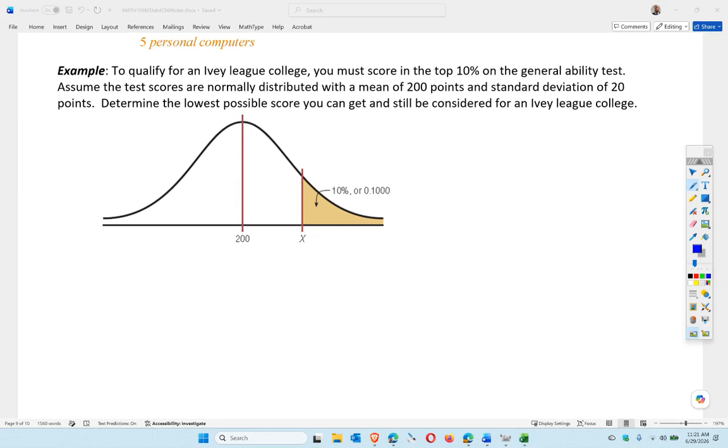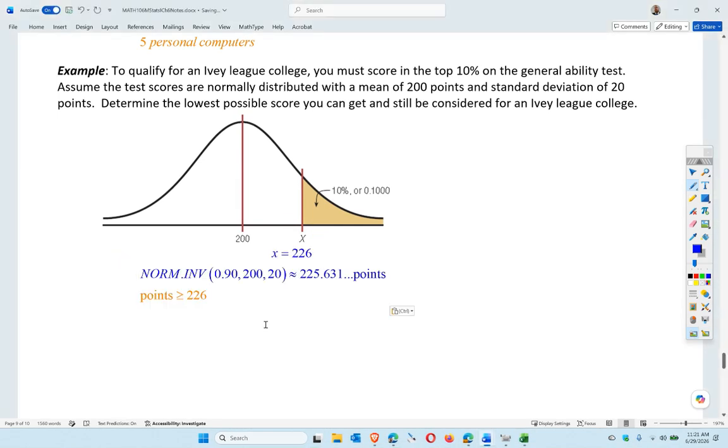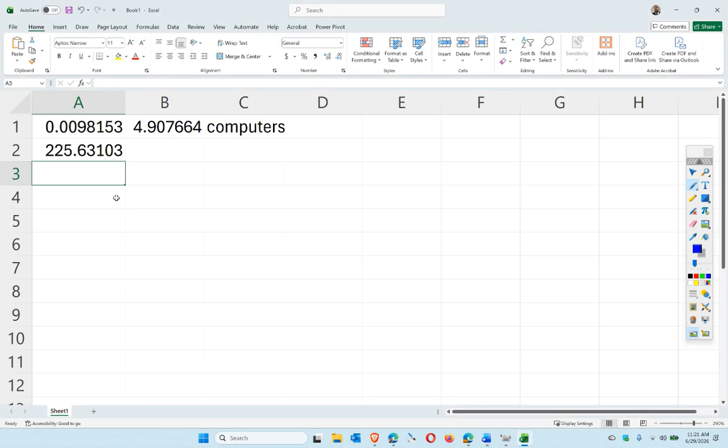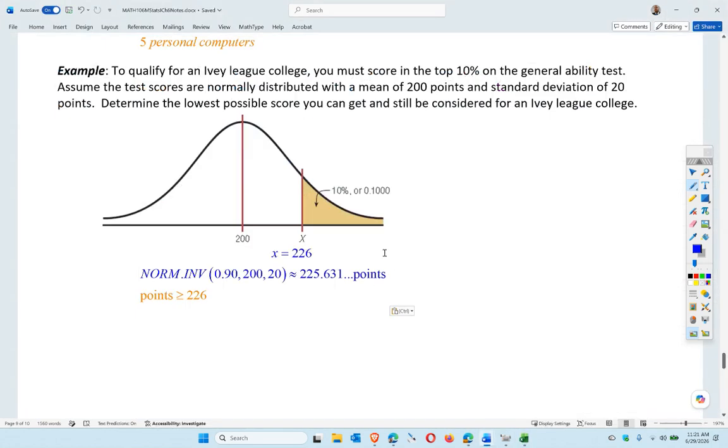So essentially you want to invert the area back to a quantity, or the x-axis. You can call it the x-axis or the points axis, wherever you want. It's just not z because we're not using standard 0 and 1. So we want to be greater than that. Did I calculate wrong here? Oh, that's 225, I'm sorry. Okay, so that was 225.